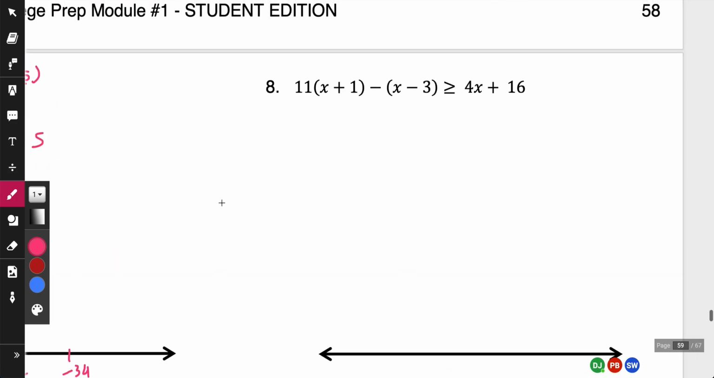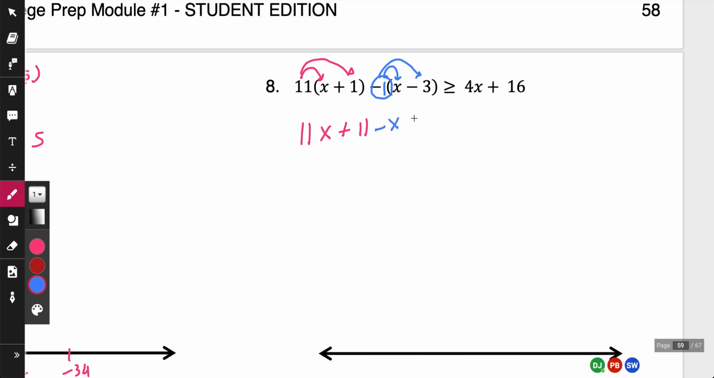Over here now, we have a lot of stuff. So first thing we're going to do is combine like terms. And I'm going to do that by distributing this 11 to the x and this 11 to the 1. So now I will have 11x plus 11. Now I'm going to distribute this negative. There's an invisible 1 right here. So I'm going to distribute this negative 1 to the x and to the negative 3. This would give me negative x plus 3 is greater than or equal to 4x plus 16.